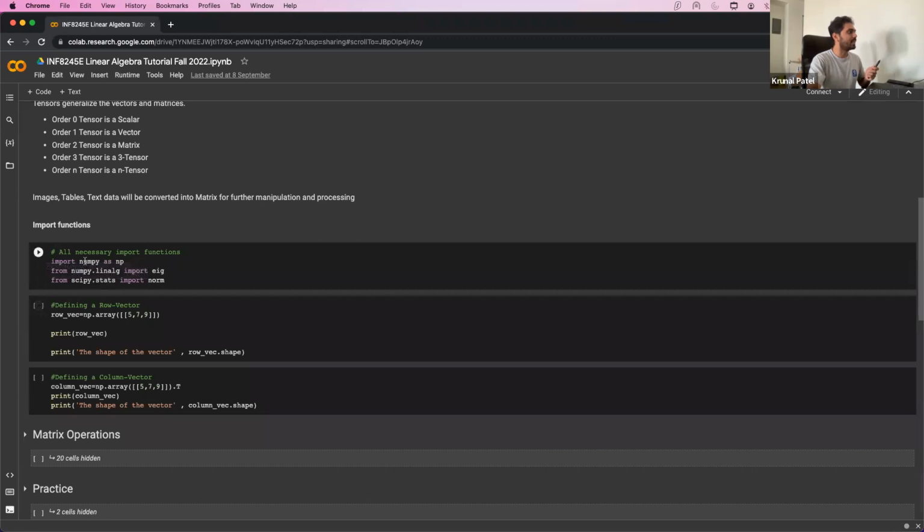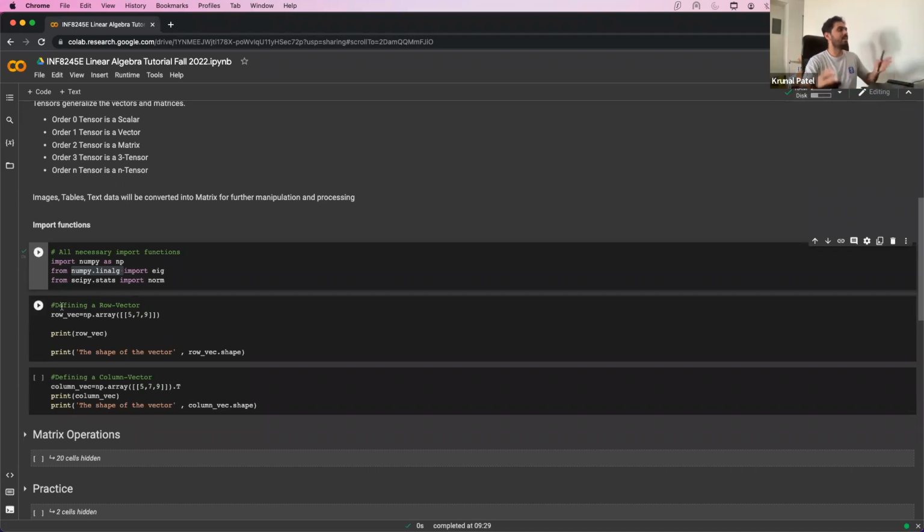All we need is basically NumPy, NumPy linear algebra, and norm from SciPy stats, right? You don't really need to import the eig part, but as long as you have numpy.linalg imported, that should be enough, right? So let's import those things. It is connecting, initializing. I should have done that before. Okay, so everything is imported.